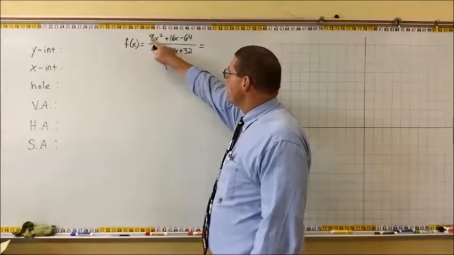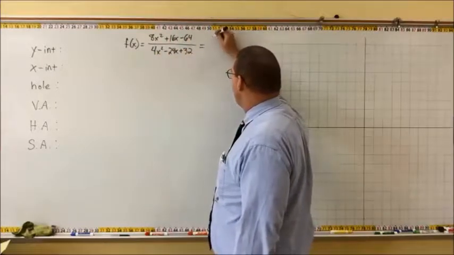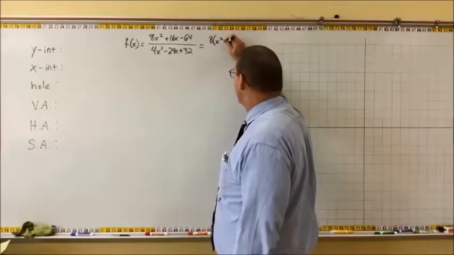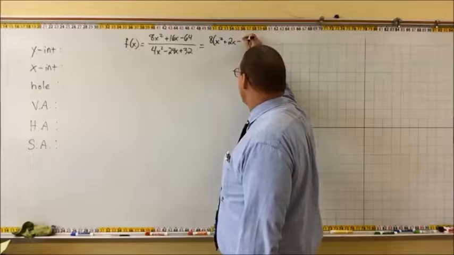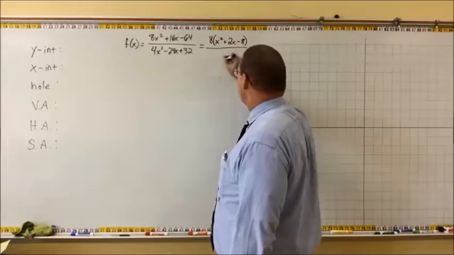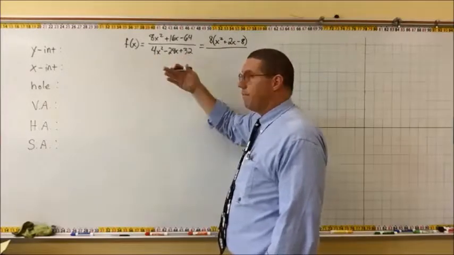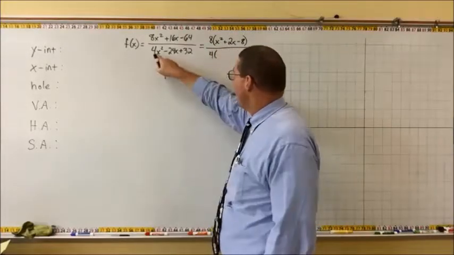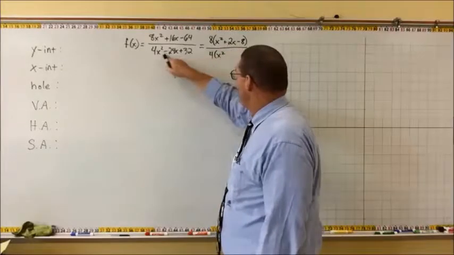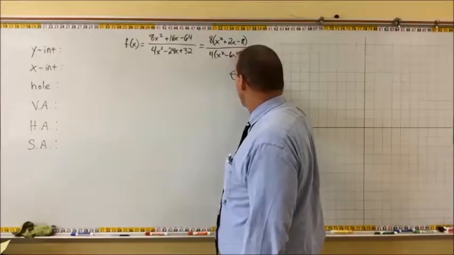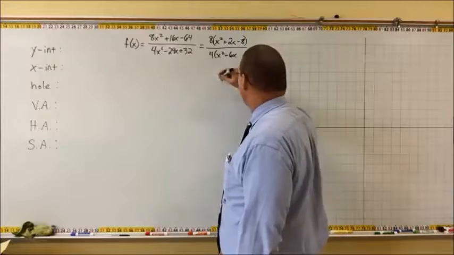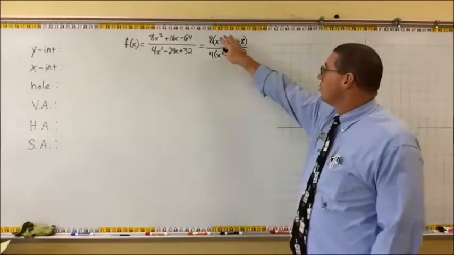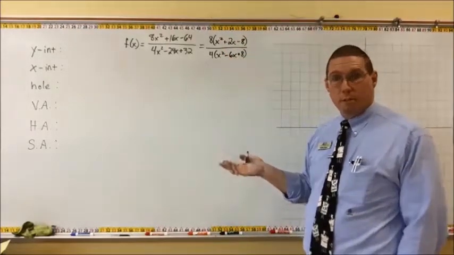First thing I want to notice is there's an 8 in all of these, so I'm going to factor out an 8, and then what's left over is x squared plus 2x minus 8. Over, now down here, look at all these terms, I can factor out a 4. So I'm going to divide out a 4, and what's left? X squared minus 6x, and then 32 divided by 4 is positive 8. There we go. And now this quadratic and this quadratic can be factored even more.